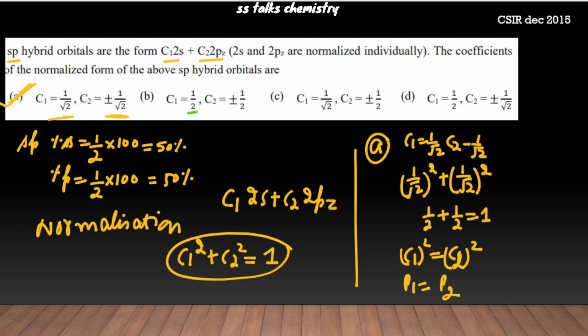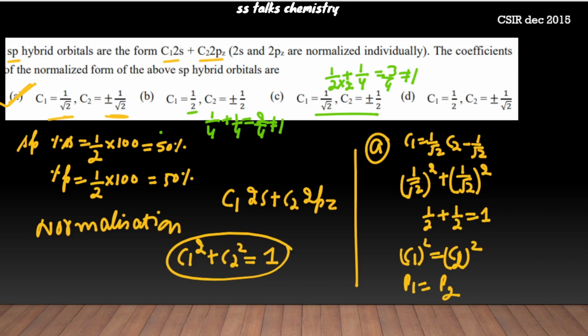Here it is 1 by 2, so its square becomes 1 by 4, and again 1 by 4. This comes out to be 2 by 4, which is not equal to 1. This is not normalized. Similarly for this one, it will be 1 by 2 plus 1 by 4, so it comes to 3 by 4. That is again not equal to 1.